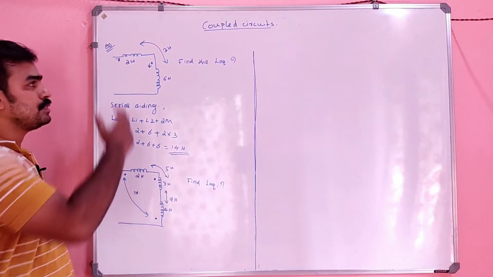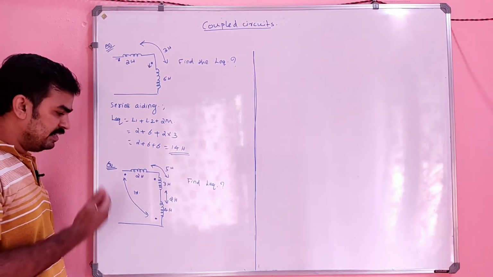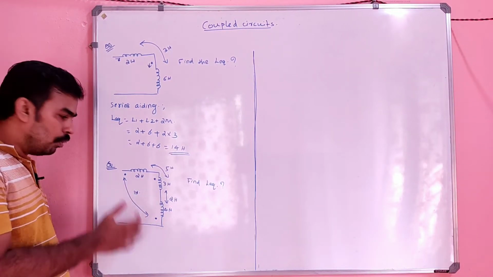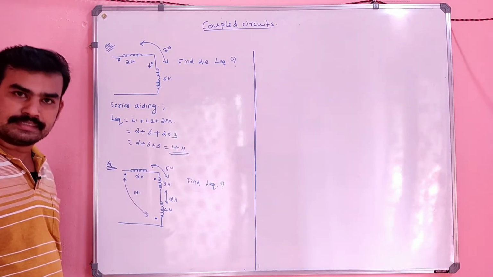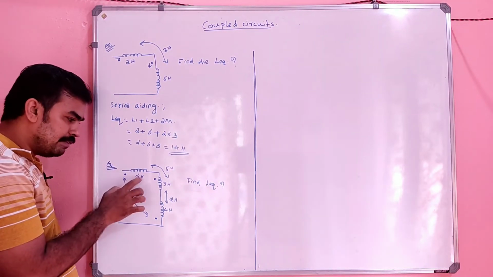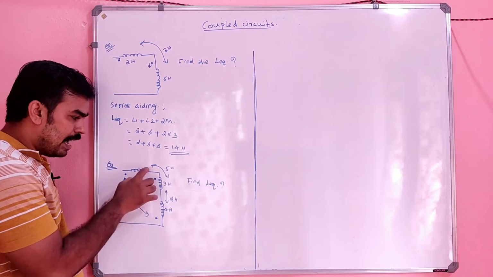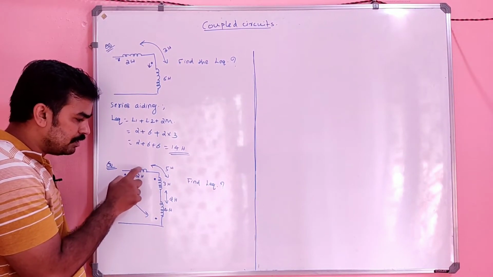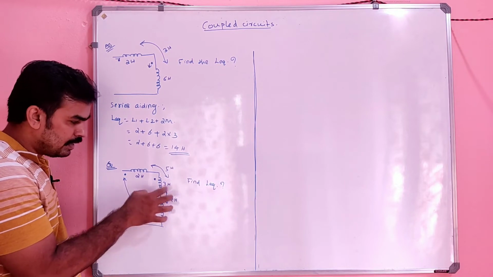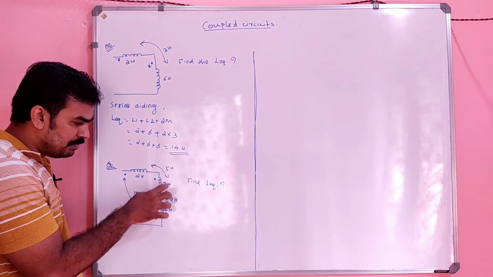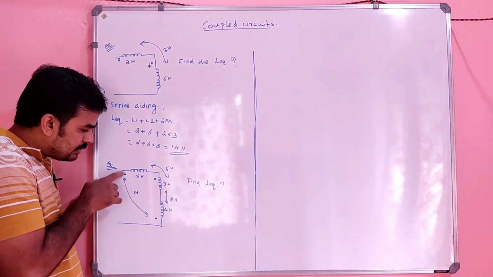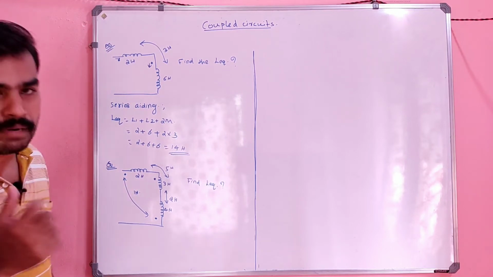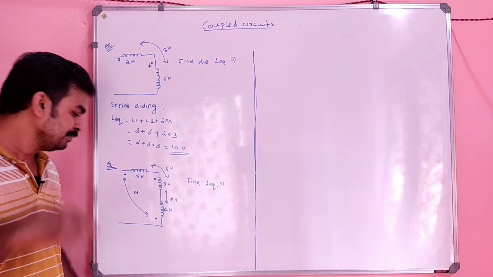The difference from the first problem is that here it contains 3 coils having 3 self inductances, and the mutual inductances are also given. 5 is the mutual inductance between this and this, 2 is the mutual inductance between this and this, and 1 Henry is the mutual inductance between this and this. We have to correctly apply the equation. That is our aim here.